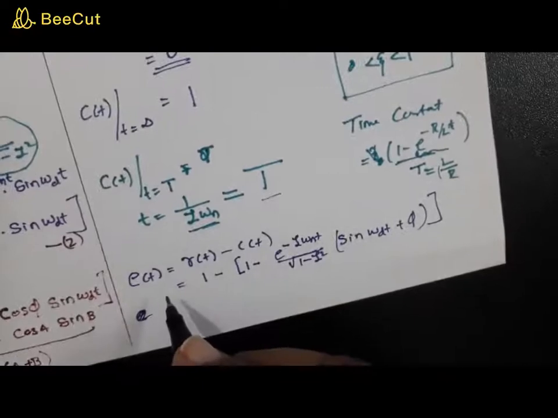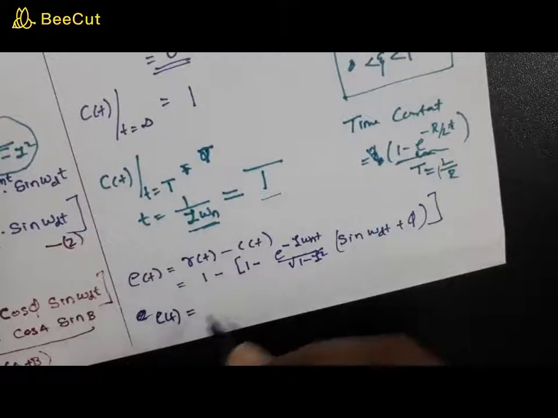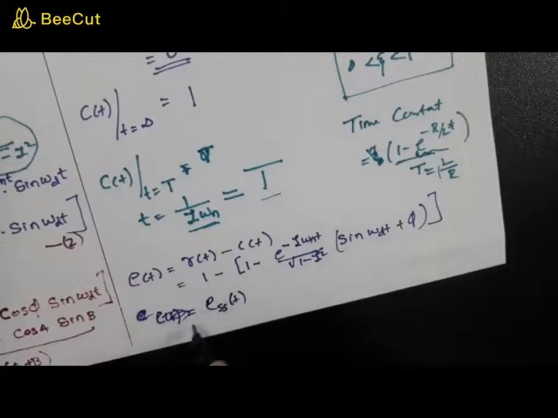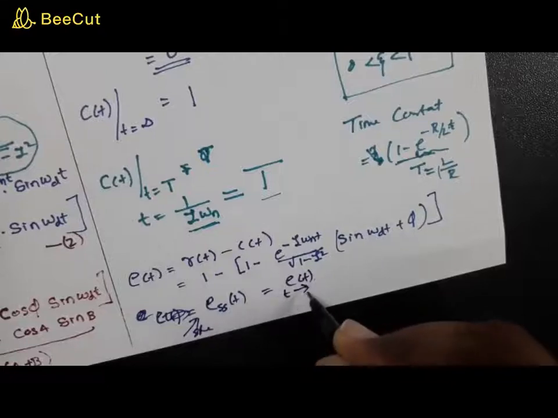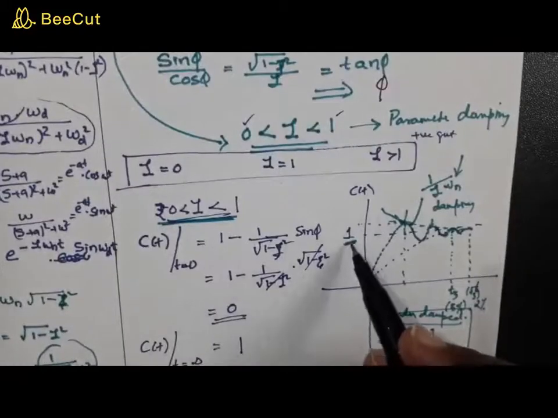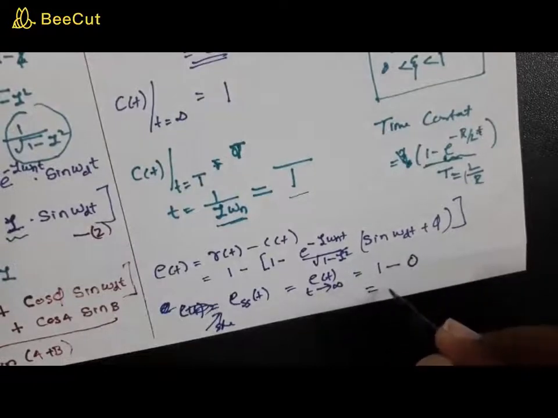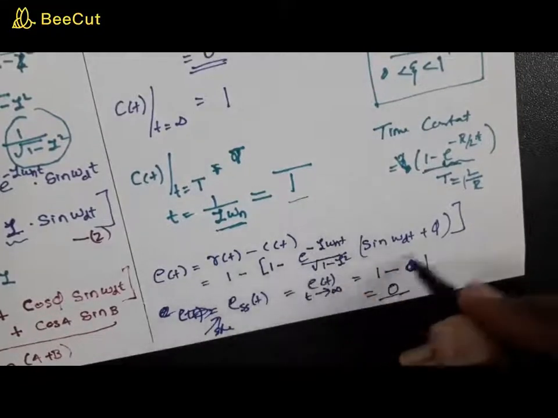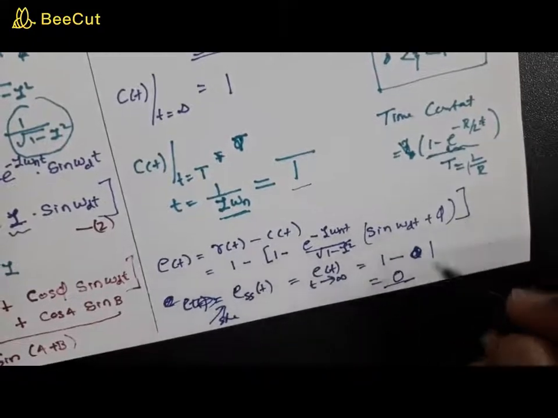As I told you in the last video, I want to find out the steady state error e_ss, which is the error as t tends to infinity. Now when you put t tends to infinity, what happens? We already found out that c of t becomes 1, in the sense that this term becomes 0. So this term vanishes as t becomes infinity, and this is 1 minus 1, which is equal to 0.